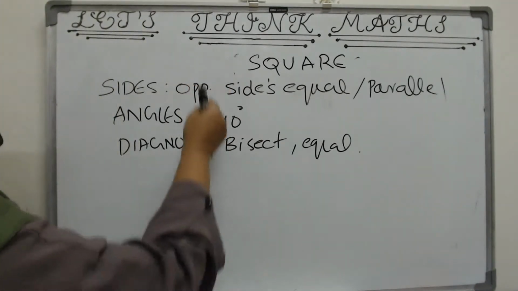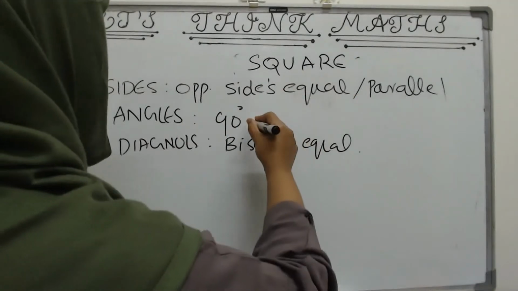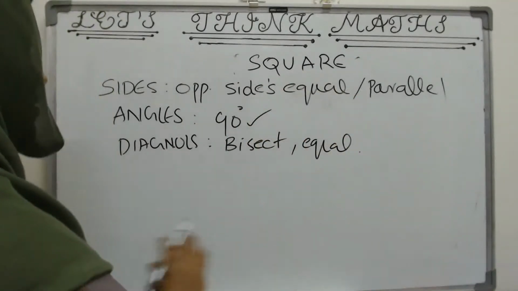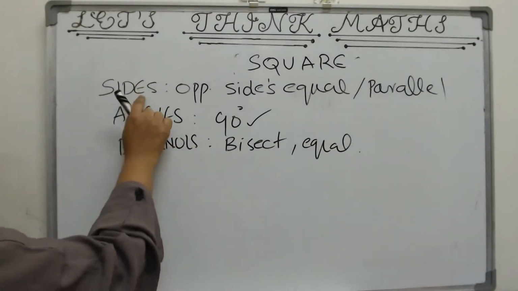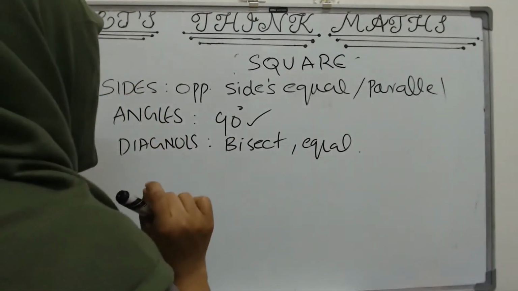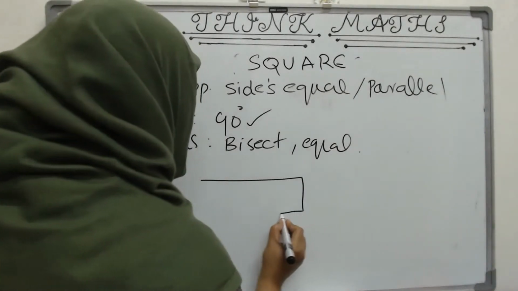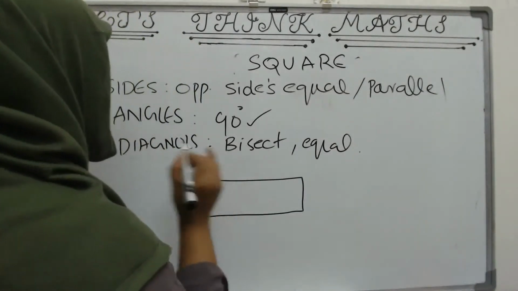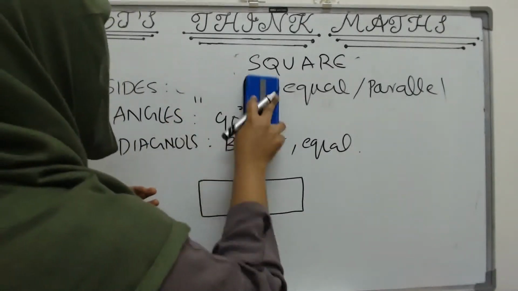So these were the properties of the rectangle. The square satisfies all of them. Angles, there is nothing more to add. All the angles are 90, so it has nothing more. But then the difference comes with the sides. In a square, this would be a rectangle, right? In a square, all sides are equal.